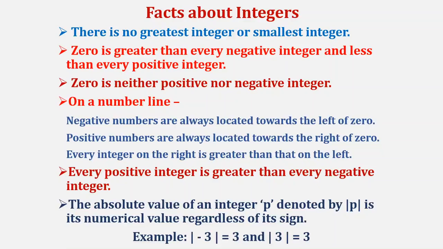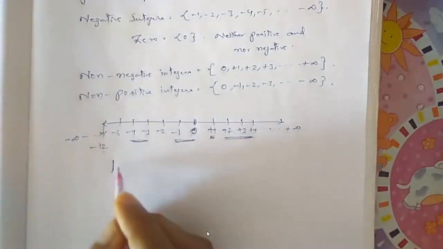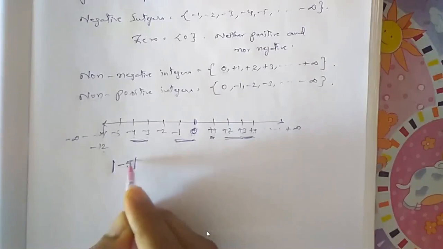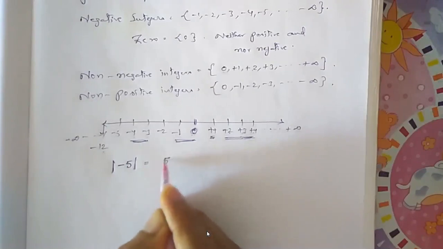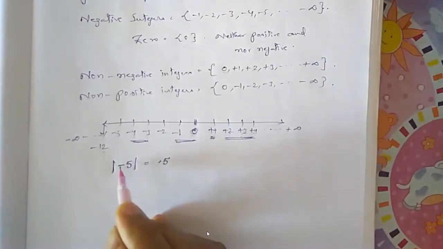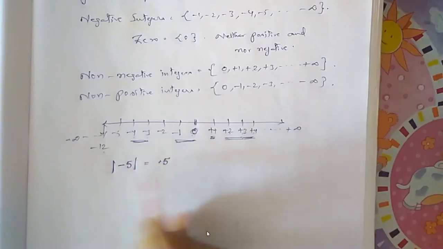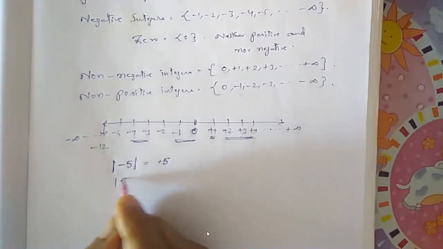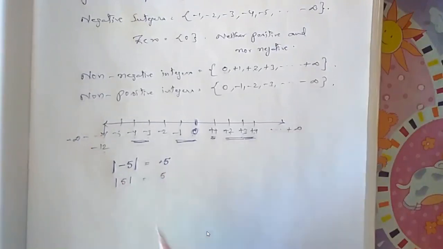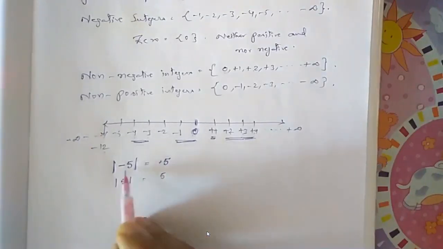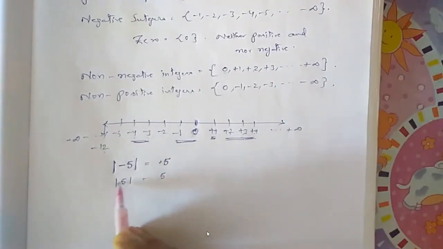Observe here. If I write the modulus of -5, which is the absolute value, this symbol is called a modulus. Modulus of -5 means it is equal to 5 only, plus 5. So regardless of the sign, we just write the numerical value of the given integer. So modulus of -5 is equal to 5, and also modulus of plus 5 is also 5.